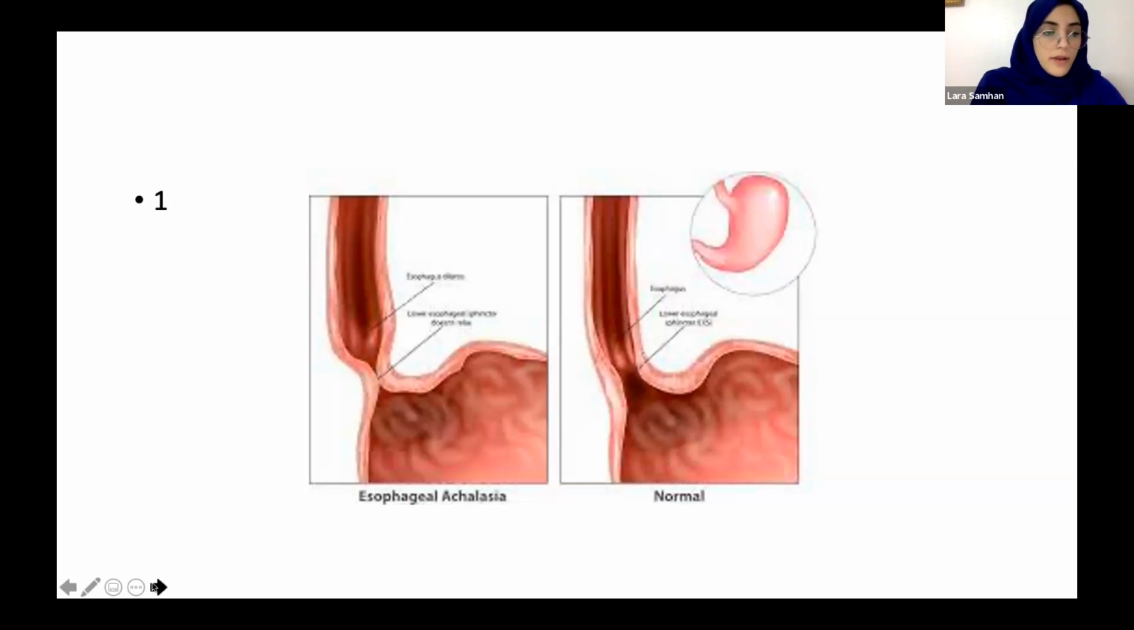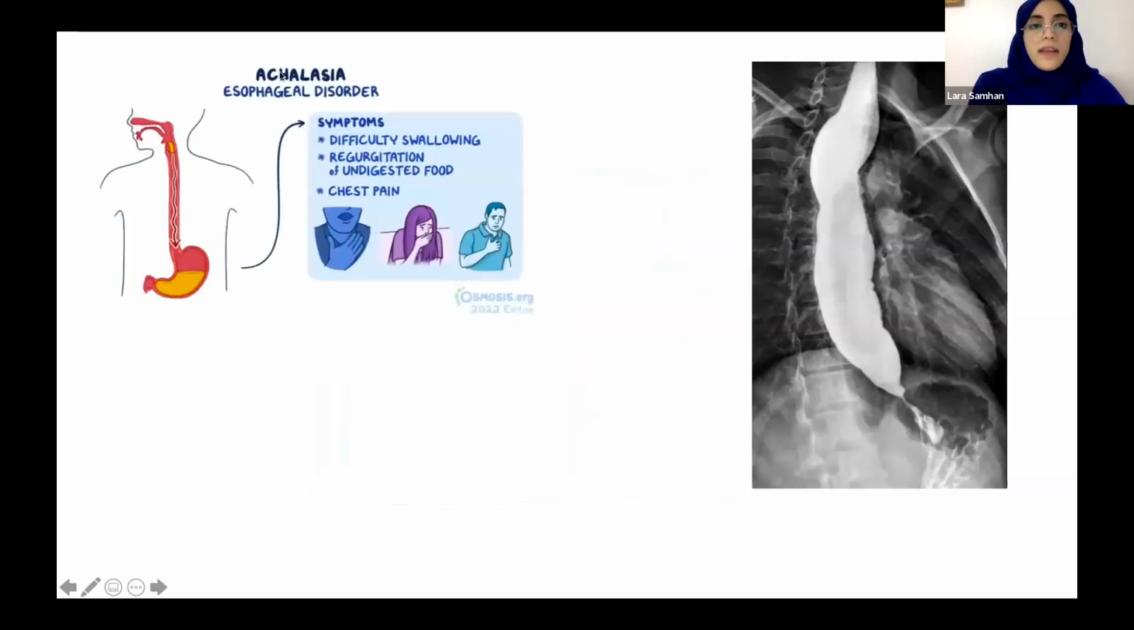Okay, so I have here another picture. Normally, this is a bolus of food. It goes all the way from the esophagus to the stomach. If we have achalasia, it's one of the esophageal disorders, to be more specific, at the lower esophageal sphincter, and it's a bit constricted because of high pressure in it. So the patient will present with difficulty swallowing. We're also going to have regurgitation. Regurgitation means a reflex of moving from downward to upward. And we might also have chest pain.